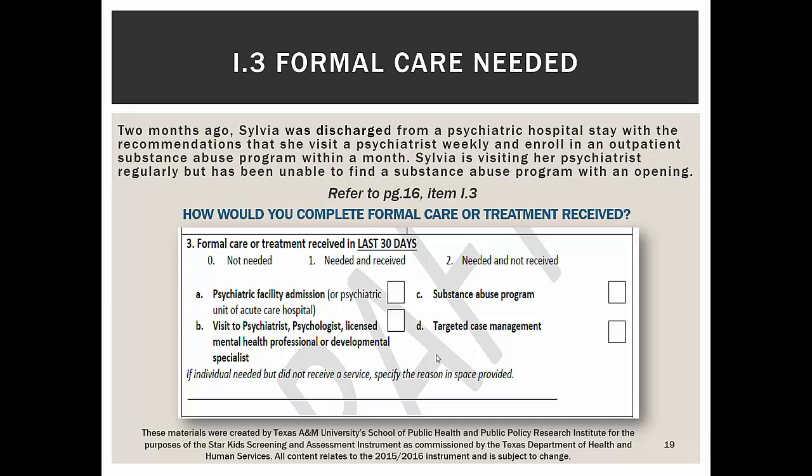Now we're going to take a look at section I3, formal care needed. This section is about mental health and behavioral health concerns. So we're going to look at a question from this section. 2 months ago, Sylvia was discharged from a psychiatric hospital stay with recommendations that she visit a psychiatrist weekly and enroll in an outpatient substance abuse program within a month. Sylvia is visiting her psychiatrist regularly, but has been unable to find a substance abuse program with an opening. So how would you complete formal care or treatment received?